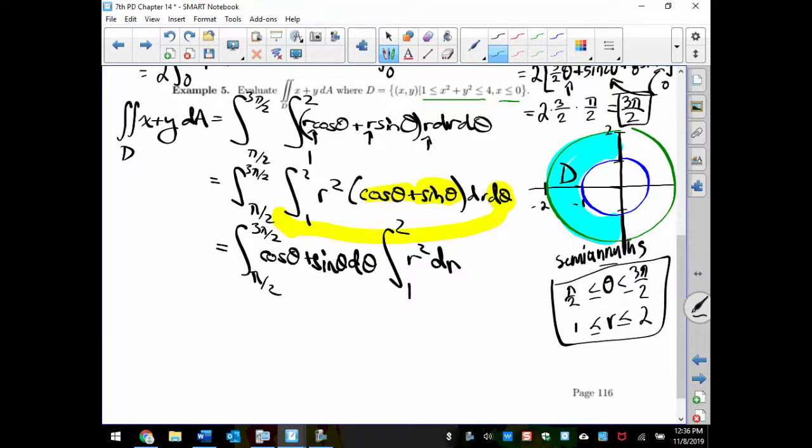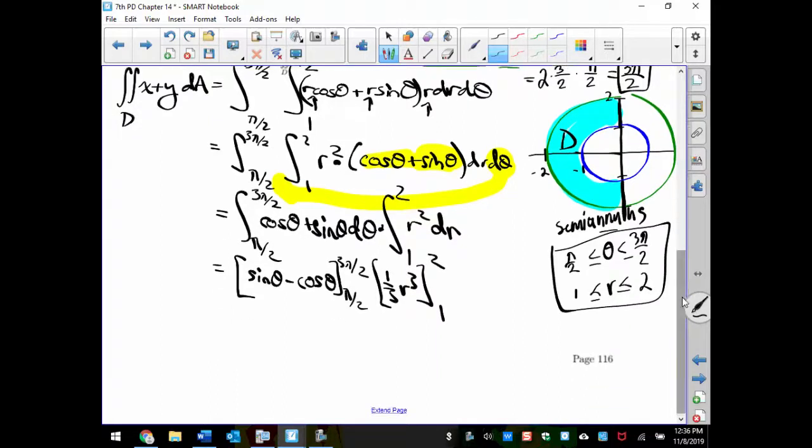Okay, that looks good. Let's go ahead and do these. Now these are being multiplied. These two integrals have a product between them because there was a product right here between the r squared and the cosine theta plus sine theta. Let's go ahead and do the antiderivative. Here this is going to be sine theta minus cosine theta, and we want to evaluate from pi over 2 to 3 pi over 2, and this is going to be 1/3 r cubed from 1 to 2. Okay, we'll evaluate both of those and multiply.